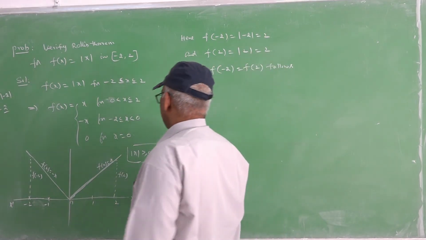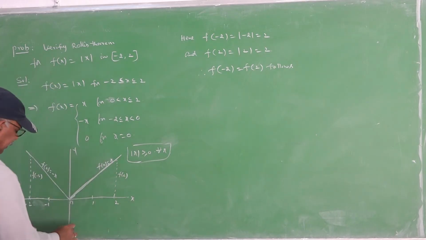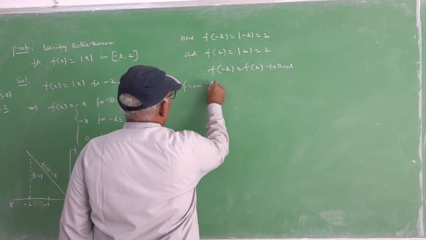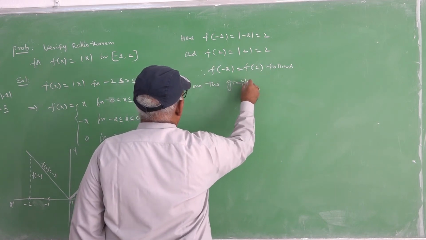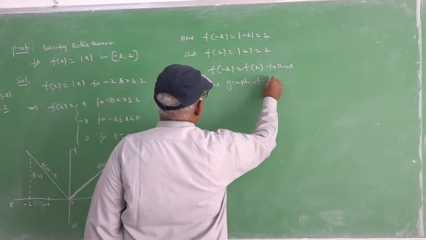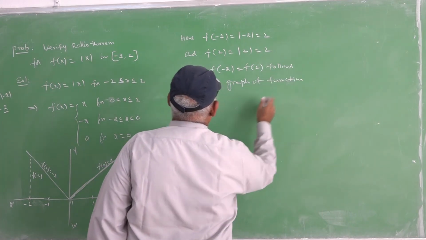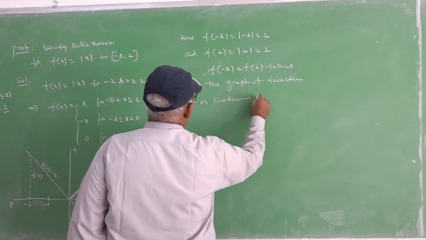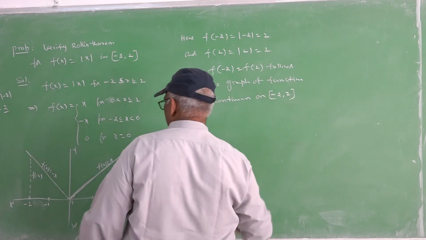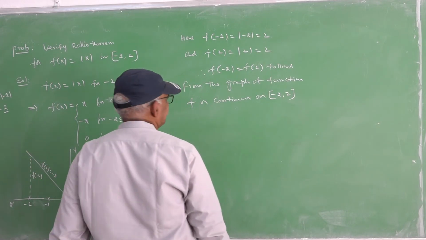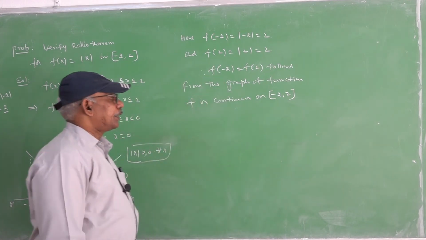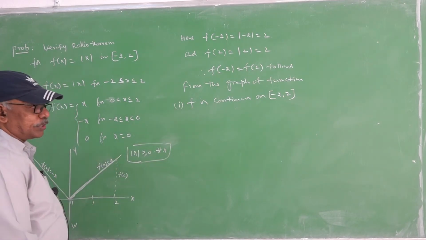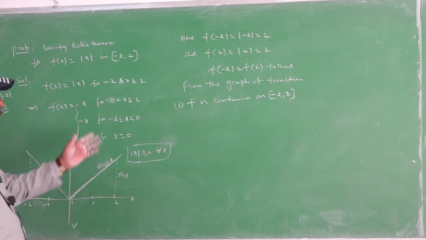Similarly, from the graph of the function, here this is the y-axis. From the graph of the function, f is continuous on minus 2 to 2, since there is no break in the graph in the interval minus 2 to 2. From the graph of the function, one should conclude that f is continuous. There is no break in the graph.